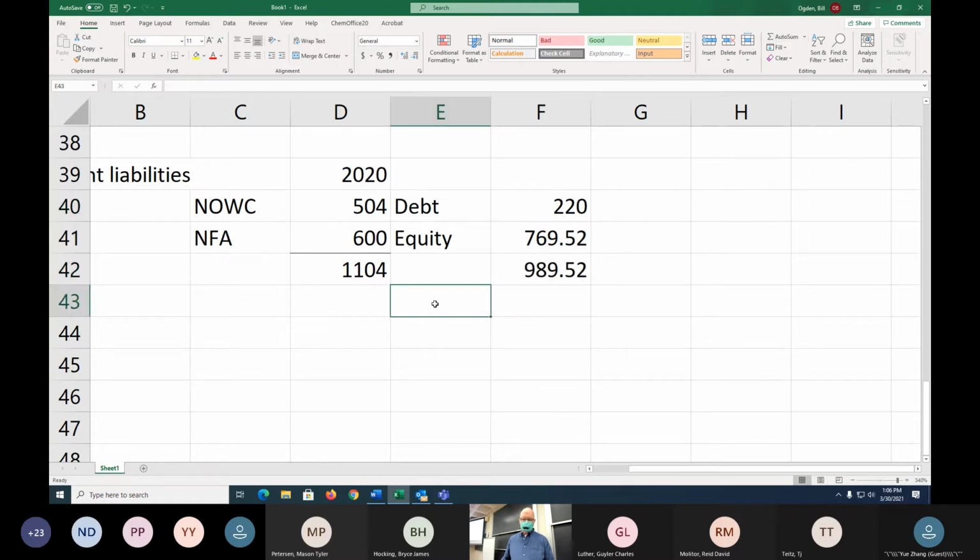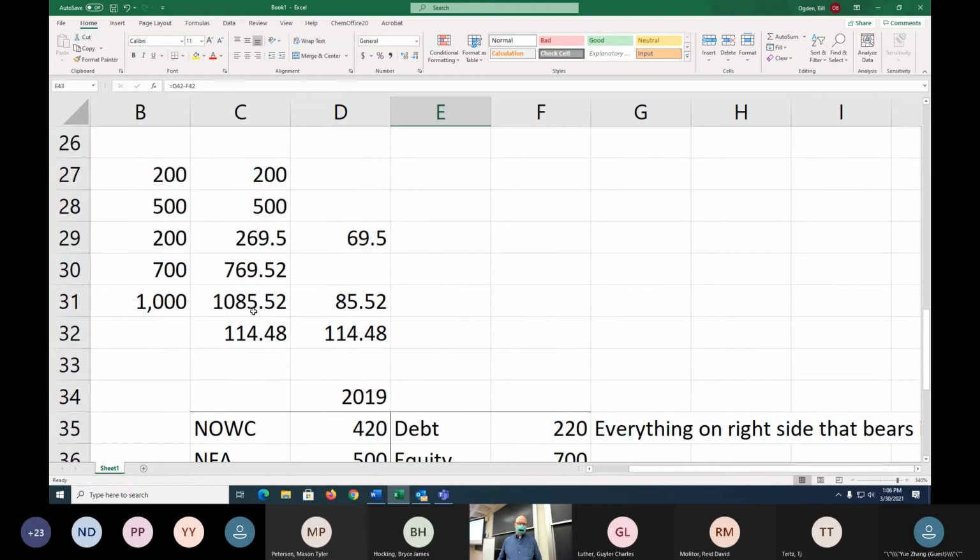And we have a mismatch. But what's the amount of the mismatch? How about that? Same number we had before, isn't it? Now one thing I didn't do, and I probably should have, is that we can't leave this balance sheet hanging like this. It's not balancing, is it?